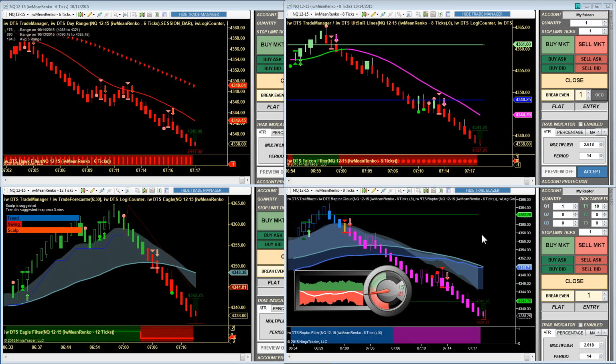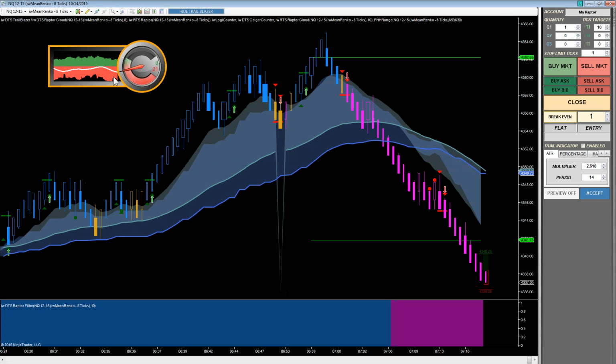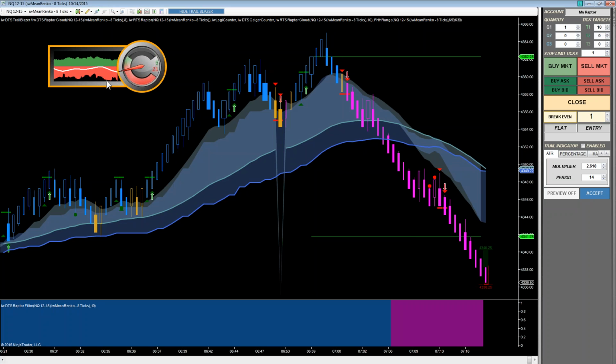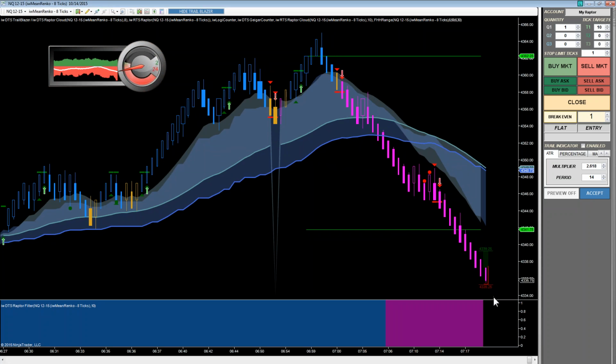Oh, JK was asking about, he wasn't asking about the warning dots, he was asking about the Geiger counter. The Geiger counter is our tape reader. Again, this is an add-on tool. You can use it on any chart, and it shows you the order flow. So right now, very bearish. You can see our needle is turned red. The histogram is very bearish also, and there we go. Market heading lower still.